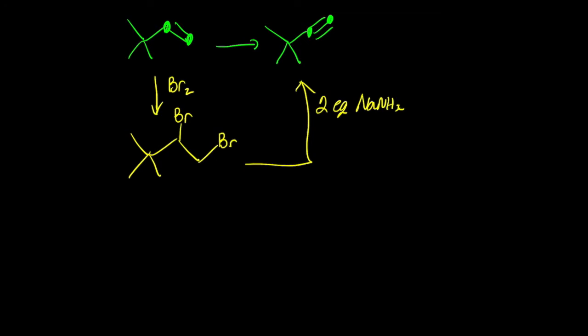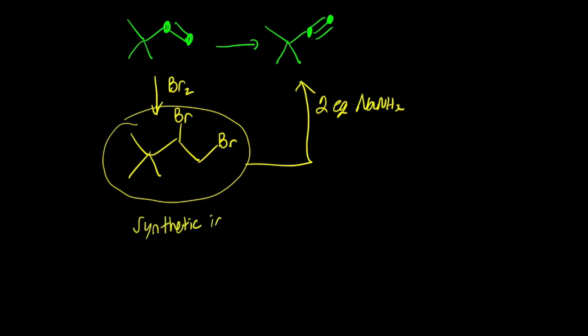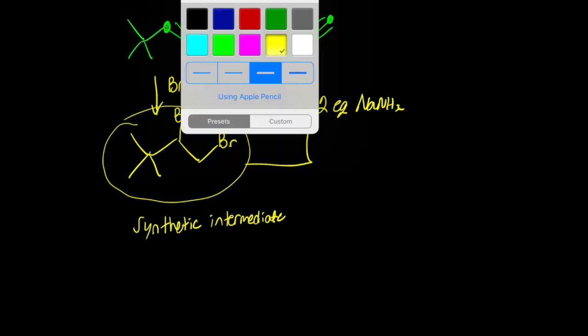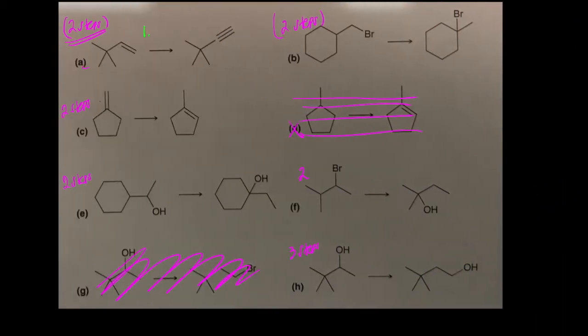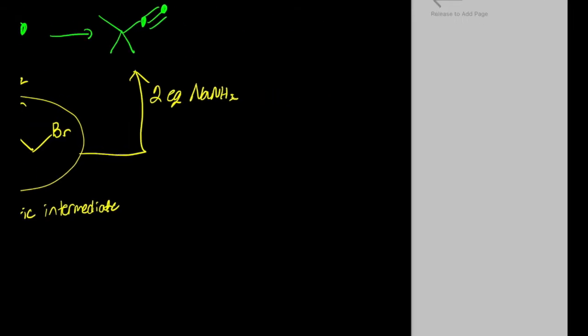All right. This thing here that I'm drawing is called a synthetic intermediate. And there are no curved arrows here, okay? Don't ever worry about curved arrows here. We're doing synthesis. Now, if you wanted to write all of these out on the arrow, it would look like this. 1, you would add bromine, and then 2, you would add 2 equivalents of NaNH2. Okay, that would be another way of writing the problem. All right, so let's do B.